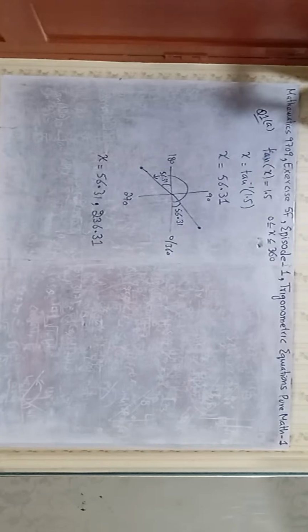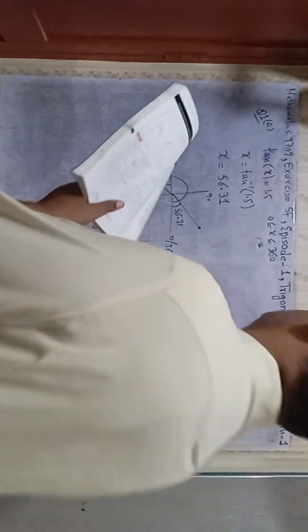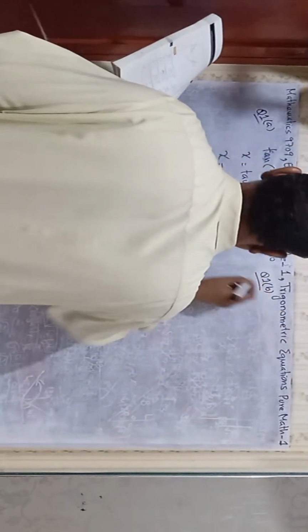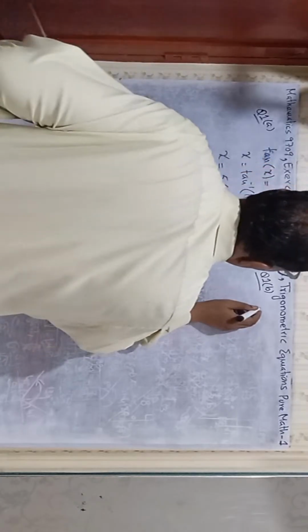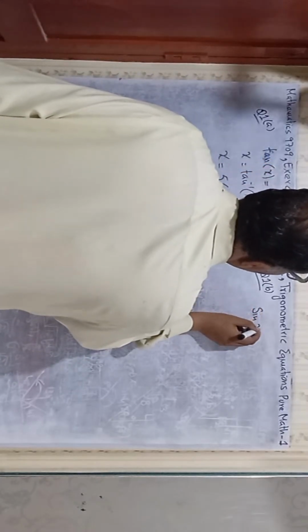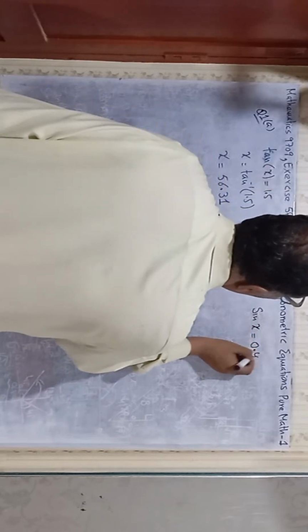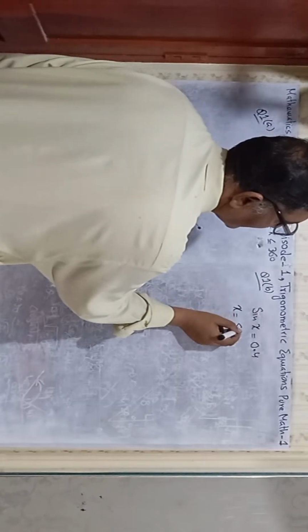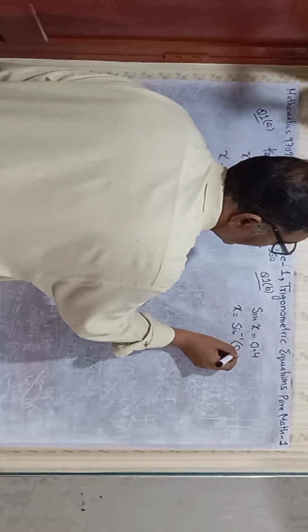The next question, that is question number 1, and it's part B. Here we have sine of x is equal to 0.4. Very simple, x will be equal to what? Sine inverse of 0.4.